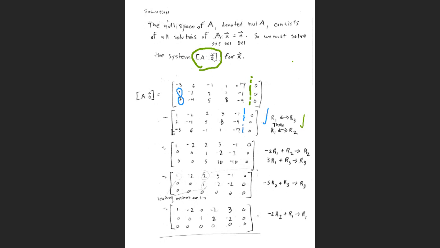Okay, so we have here where the 2 is and the -3 is, we want zeros there. So we're going to use the 1 as a pivot. So we'll take -2 times the first row, add it to the second row, replace the second row by that result. And then we'll take 3 times the first row, add it to the third row, replace the third row with that result.